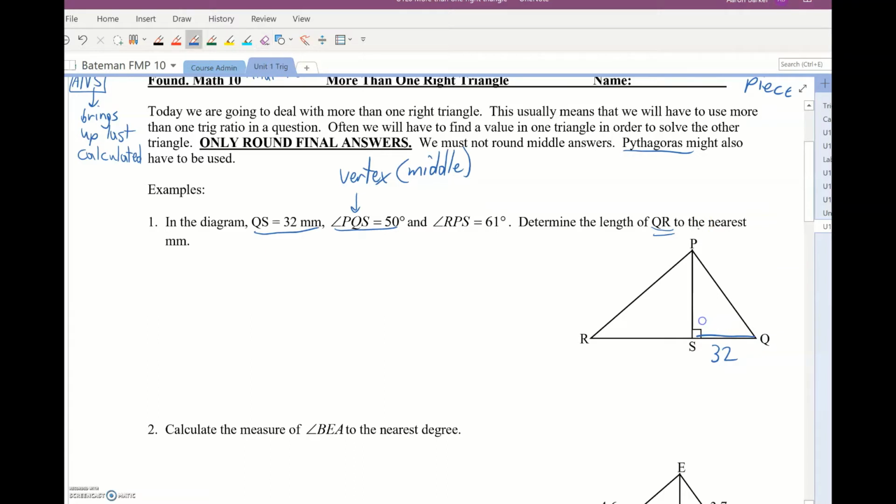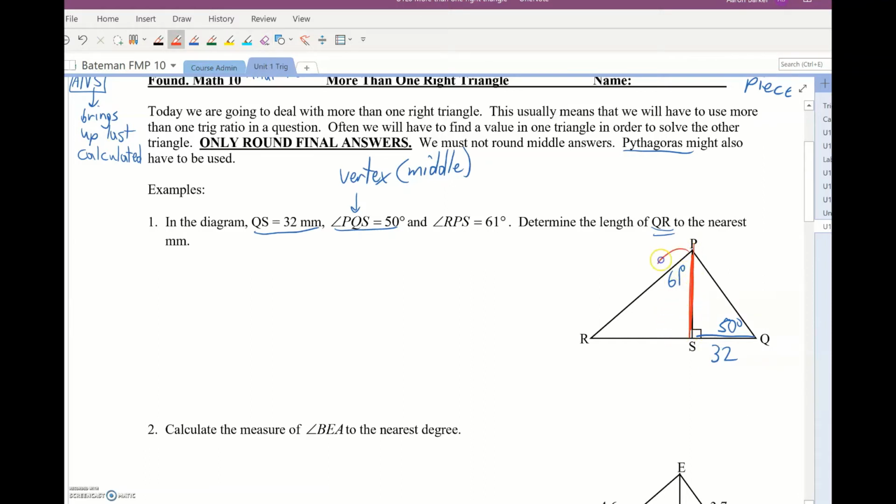So that angle is 50 degrees. We can label it. And angle RPS is right here. So that angle is 61 degrees. So we can label that 61 degrees right in that other triangle. So what we're going to have to do is a calculation with 50 and 32, because those are two numbers in the triangle, and find PS.